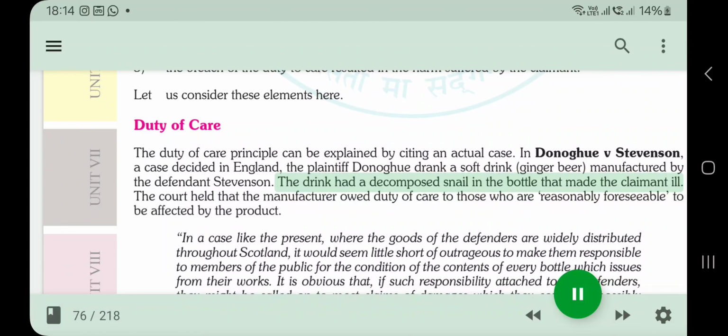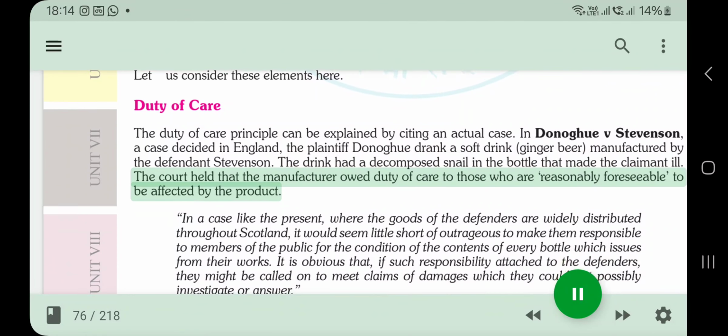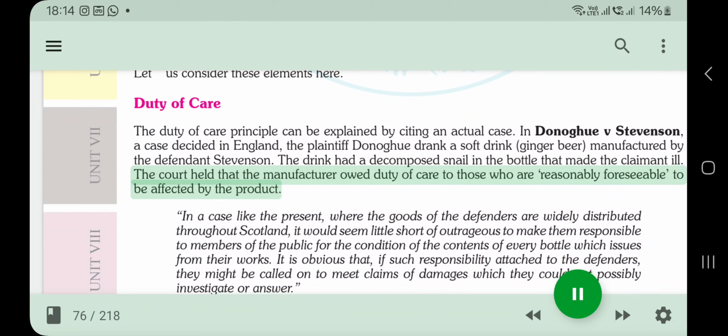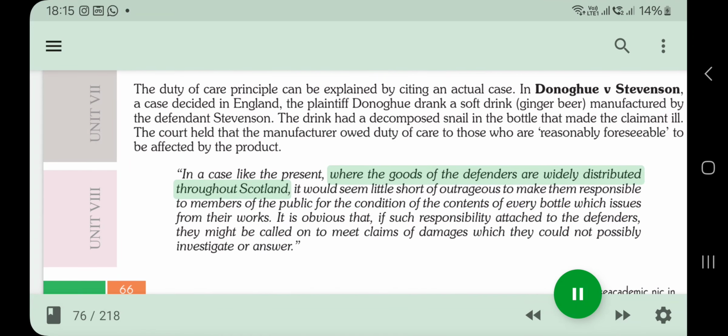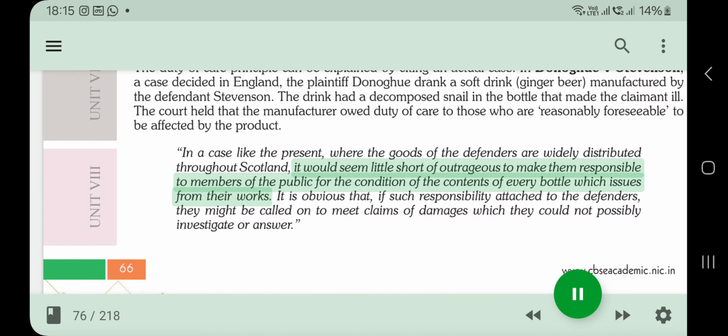The drink had a decomposed snail in the bottle that made the claimant ill. The court held that the manufacturer owed a duty of care to those who are reasonably foreseeable to be affected by the product. In a case like the present, where the goods of the defenders are widely distributed throughout Scotland, it would seem little short of outrageous to make them responsible to members of the public for the condition of the contents of every bottle which issues from their works.